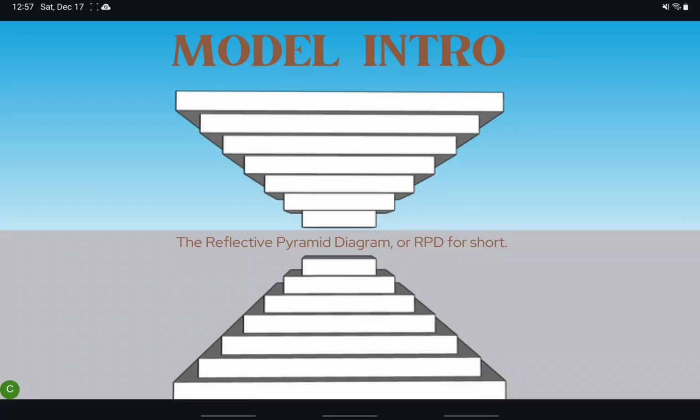I name my model Reflective Pyramid Diagram, or RPD for short. I emphasize the reflective portion because it shows how the basis of one thought process could be mirrored if viewed through a different, in this case, knowledgeable or non knowledgeable lens.